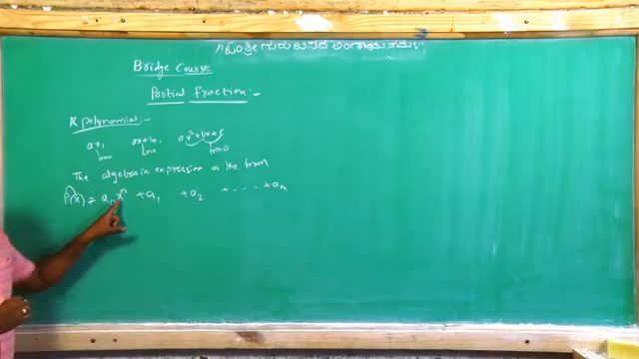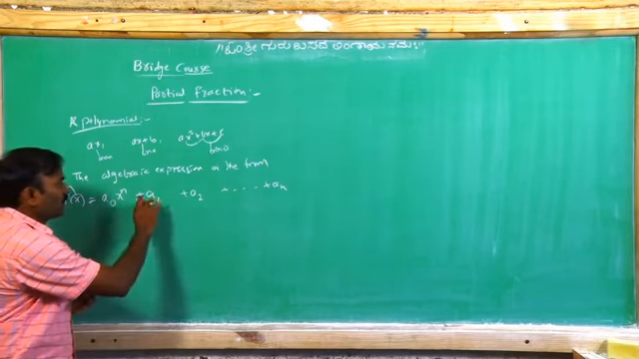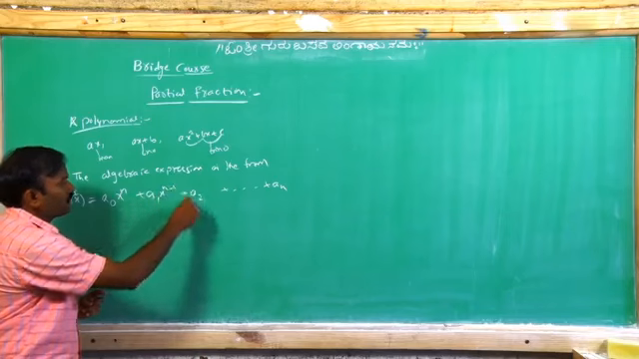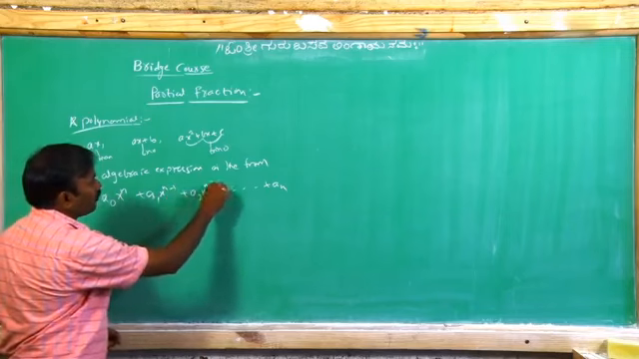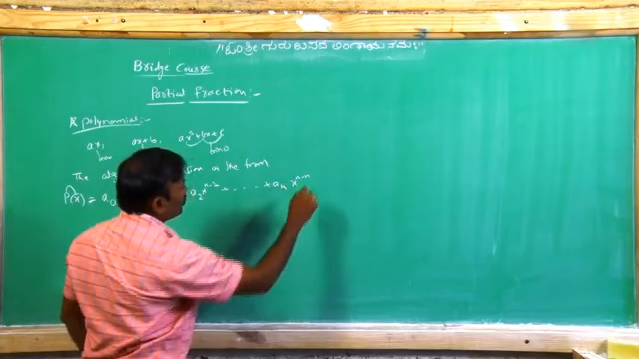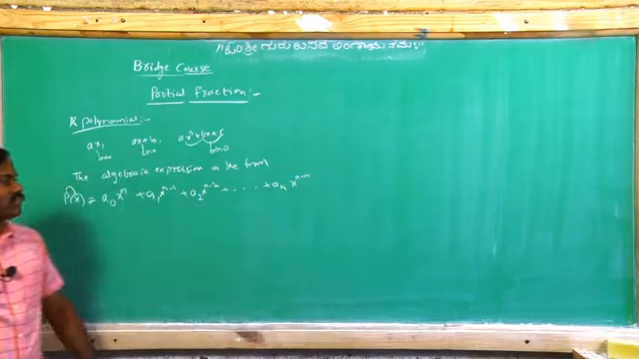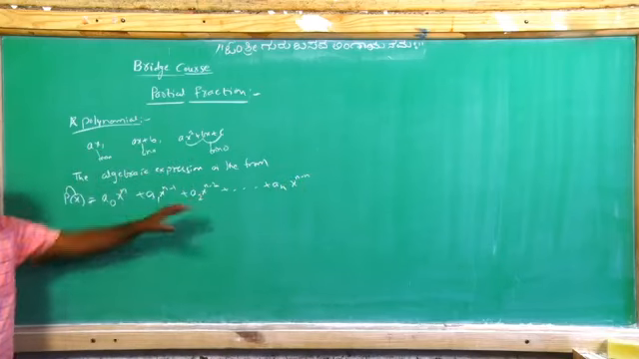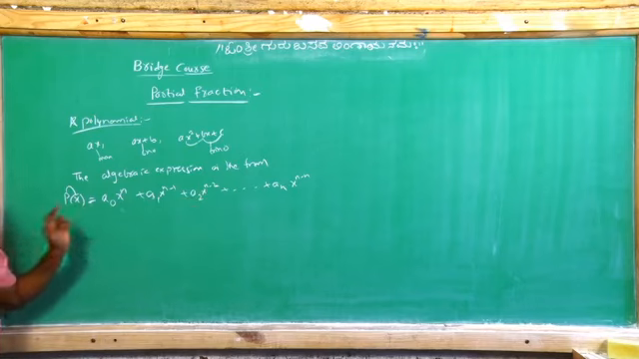Write this x power n in decreasing order: x power n, then x power n minus 1, x power n minus 2, up to so on, x to the power n minus n. So this is the polynomial. This is the polynomial in terms of x.